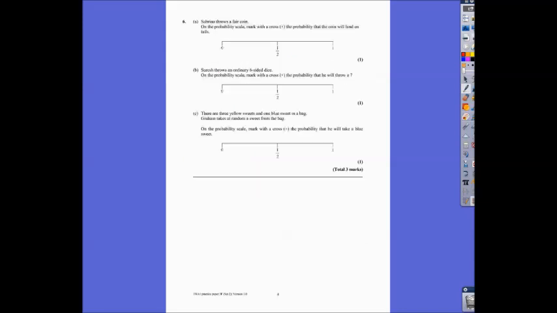Question 6. Sabrina throws a fair coin. On the probability scale, mark with a cross the probability that the coin will land on tails. Well, on a coin it's only heads or tails, so it's an evens chance, or 50% chance, or a half. So that would go in the middle.